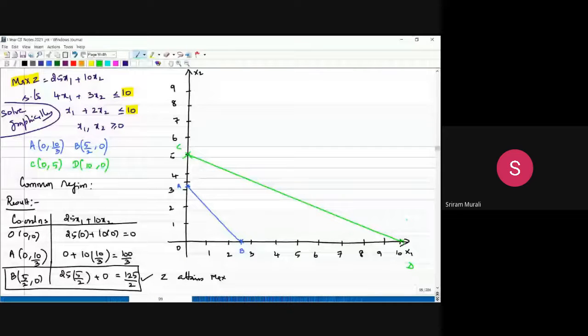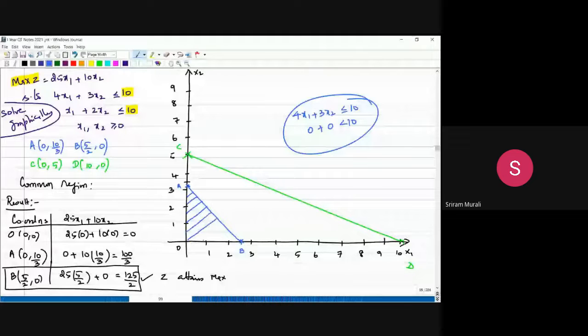Now where is the feasible region? Your first line 4x1 plus 3x2 is less than or equal to 10. If I take 0 plus 0, this will satisfy. The origin test is satisfied by this line. So these two are the common region, I mean, the feasible region.